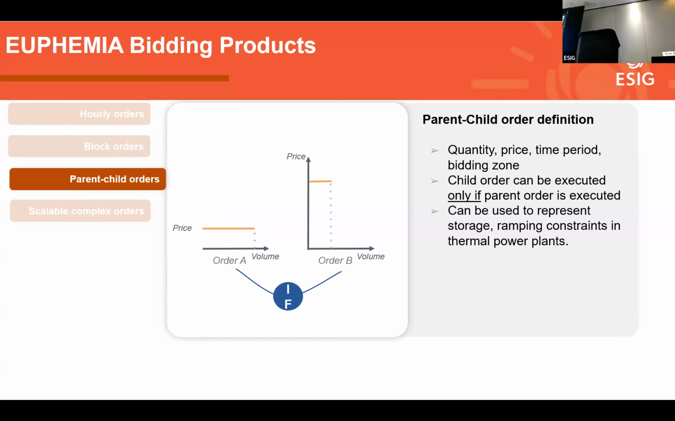And those block orders, you can link them together. For example, you have parent-child orders, but you could also have linked orders, meaning you can accept one only if the other one was accepted. The two orders might be of different types. One might be a buying order, the other one might be a sell order. And what's the purpose of that? For example, you could use them to represent batteries or also ramping constraints. You might have different possibilities for your power plant to expand.